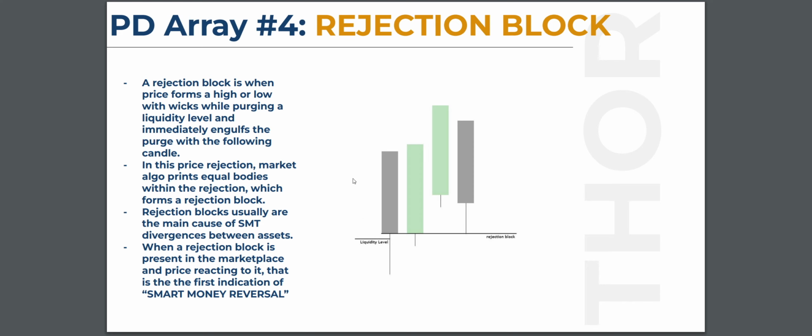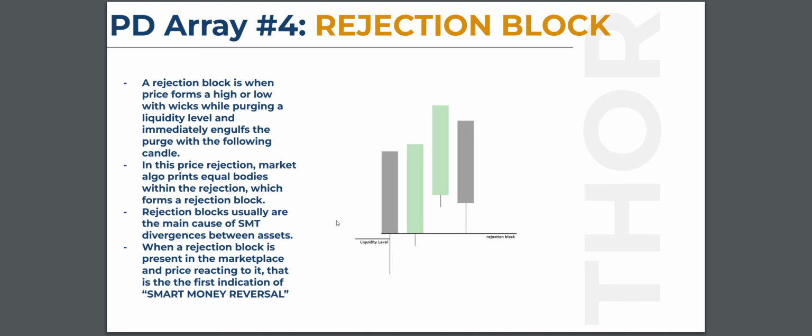Rejection blocks usually are the main cause of SMT divergences between assets, right? I'll cover SMT divergence later on, but for this context, what you're going to see is you have a swing low here, another swing low here. You'll see this printing a higher low, whereas another asset will be purging this last sell side level, and that'll create an SMT divergence, which is a great confluence for you to go long or to utilize a rejection block, right?